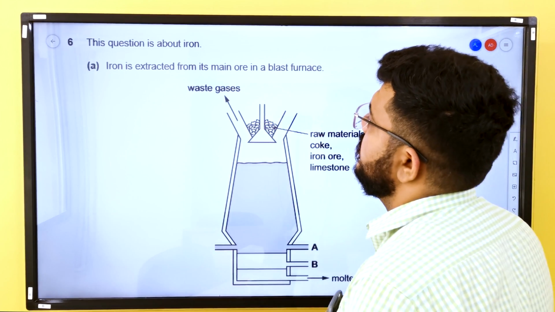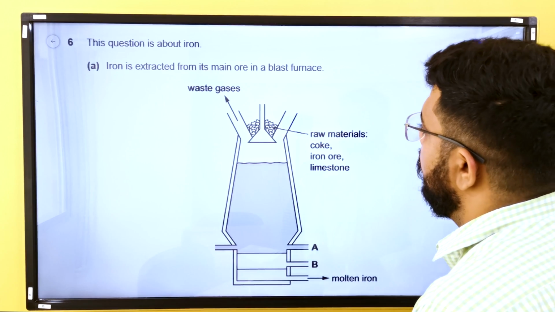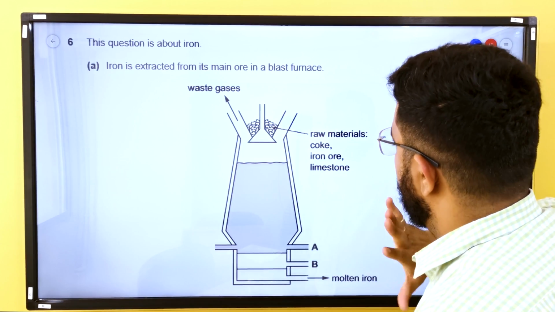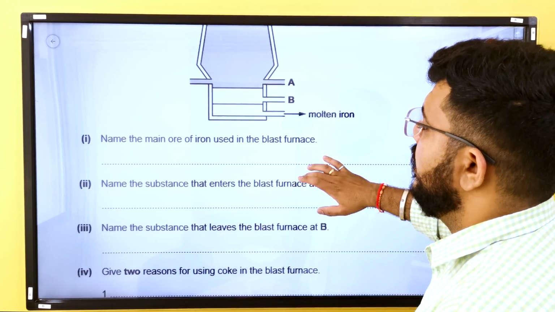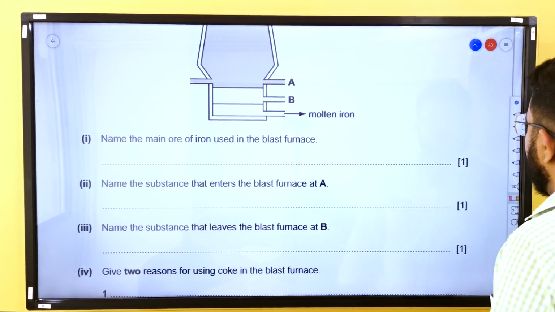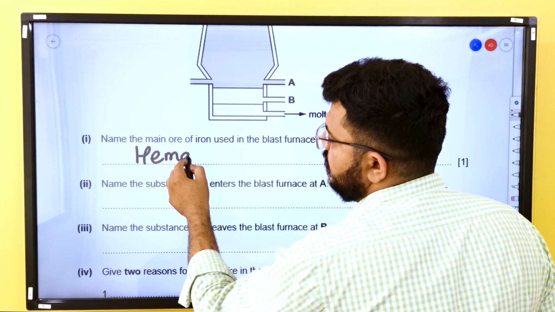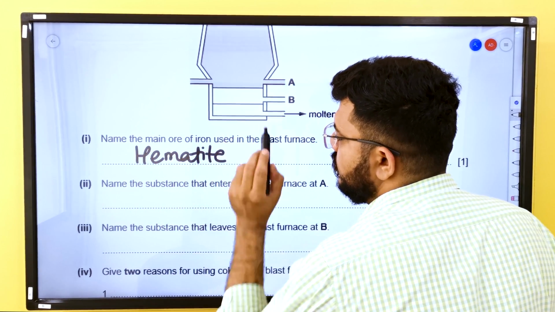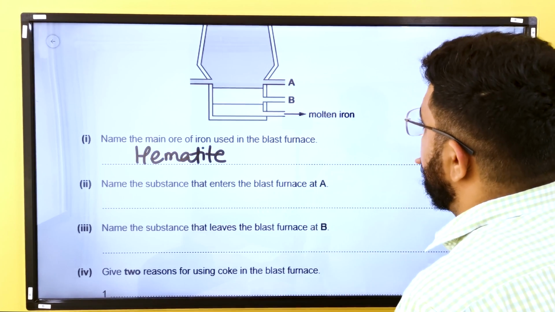Question 6. This question is about iron. Iron is extracted from its main ore in a blast furnace. Okay, this is the diagram of the blast furnace. Name the main ore of iron used in the blast furnace. The main ore is hematite, right? Name the substance that enters the blast furnace at A.